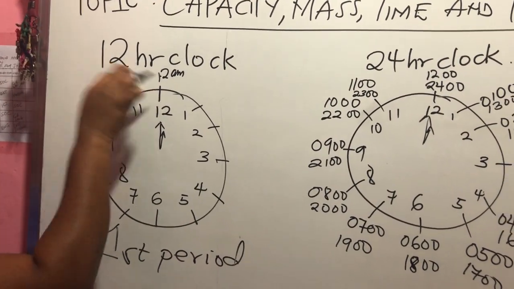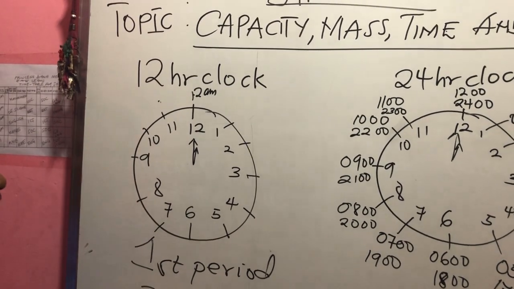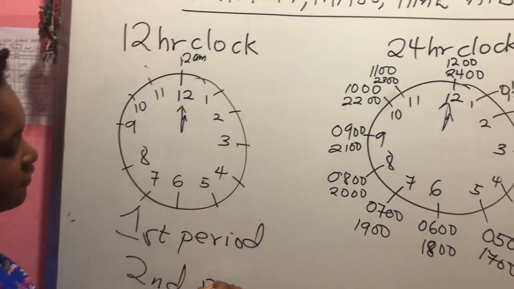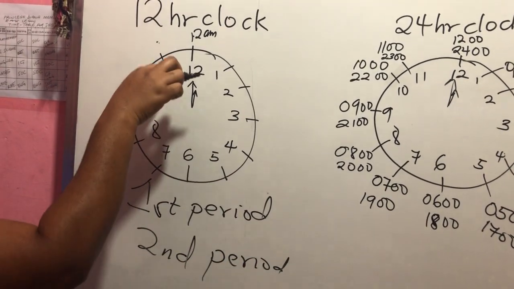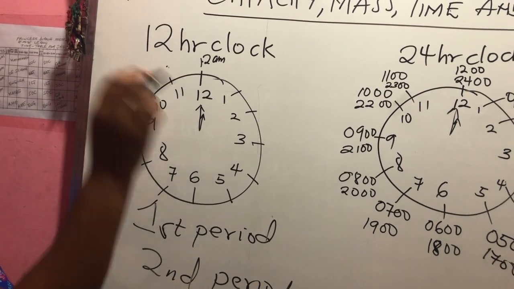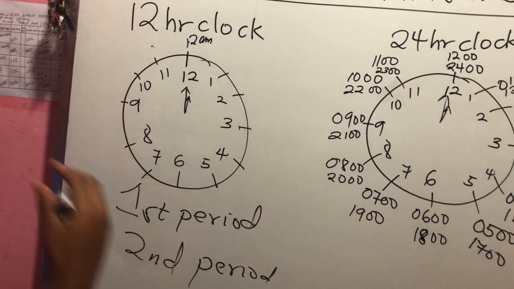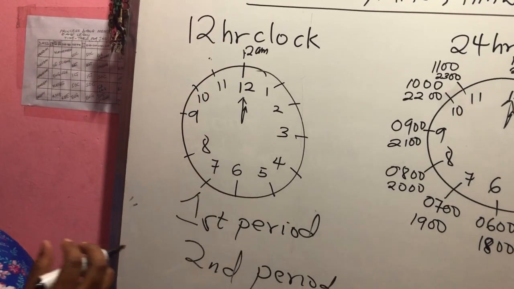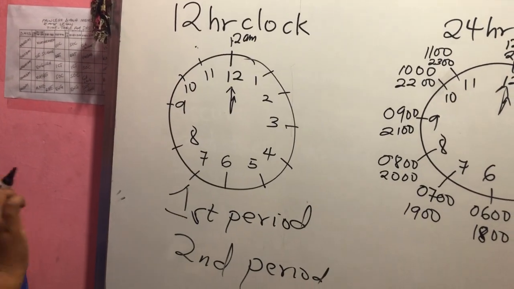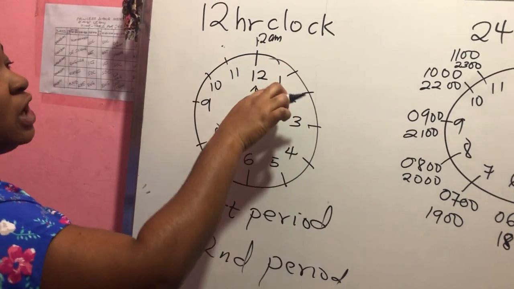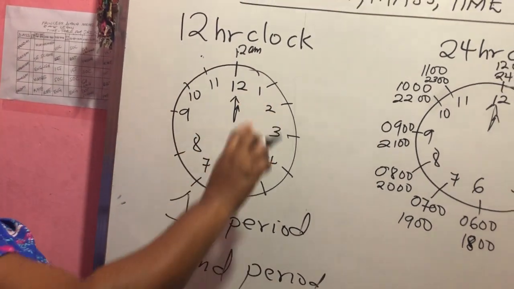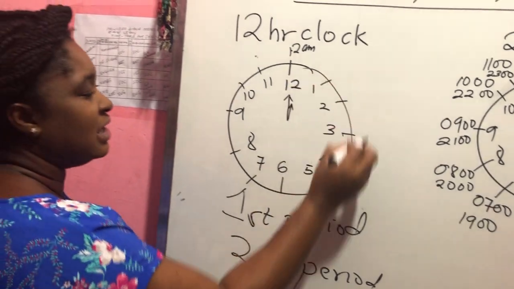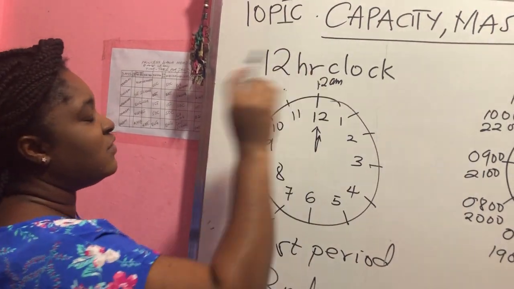to 11 a.m. Now, the second period of the 12-hour clock is from 12 noon downwards or upwards, whichever way you understand it. So that means the moment it hits 12 noon, we are in the afternoon. From 12 noon, you don't tell me that from 12 we are going to 1 a.m. No, because now we are in the afternoon. So that is the second period of the 12-hour clock.